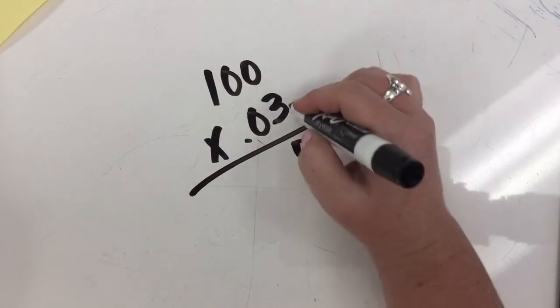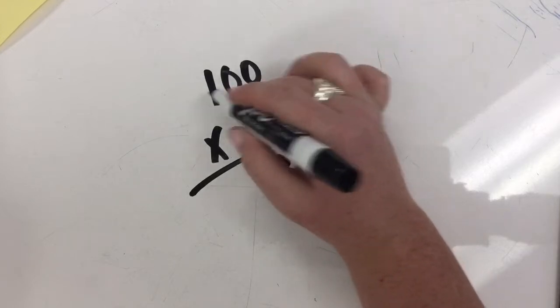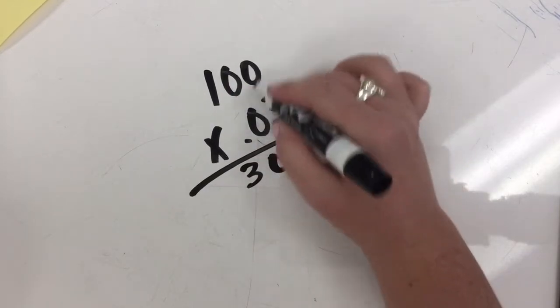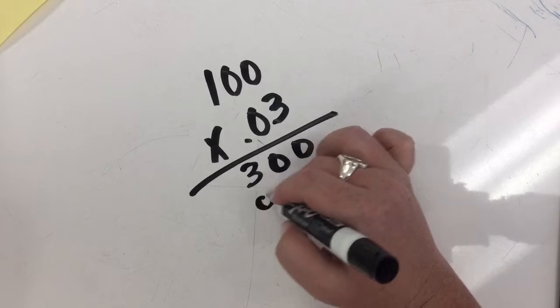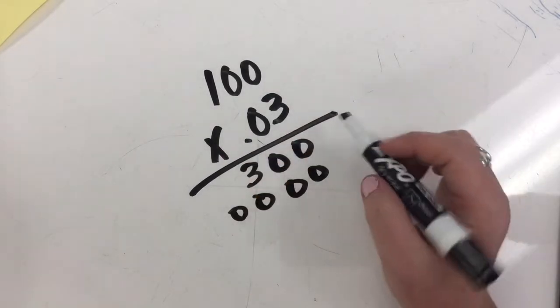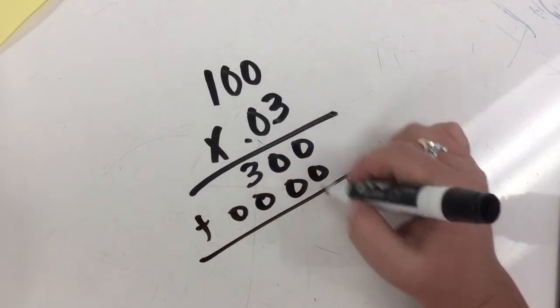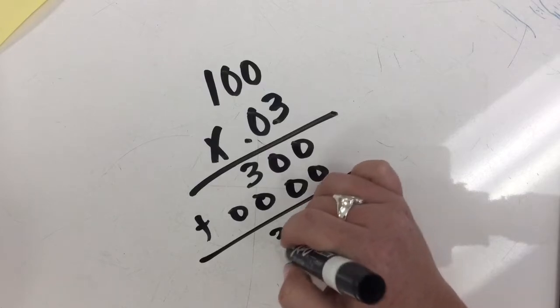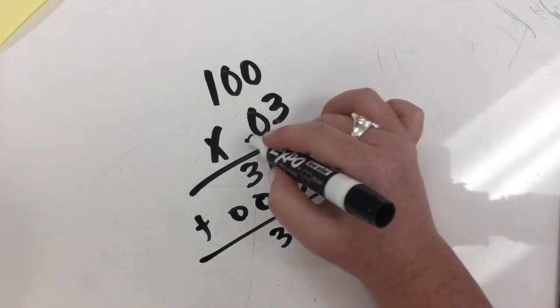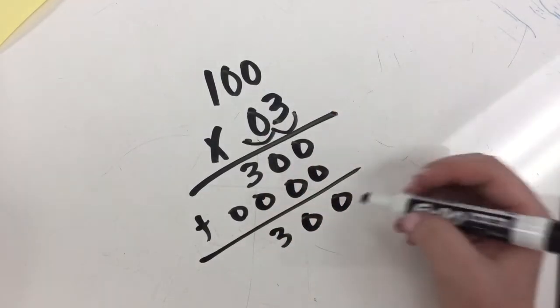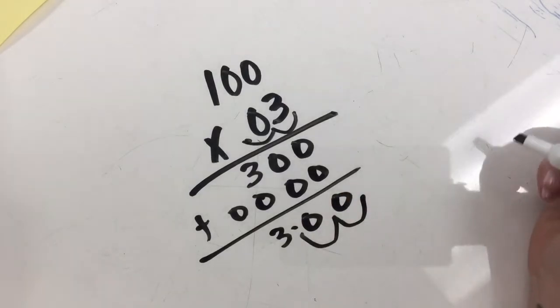3 times 0 is 0. 3 times 0 is 0. 3 times 1 is 3. 0 times 0 is 0. 0 times 0 is 0. 0 times 1 is 0. I'm going to add that together. I don't have to put that 0 there. I have 1, 2 decimal places, so I have to have 1, 2 decimal places.